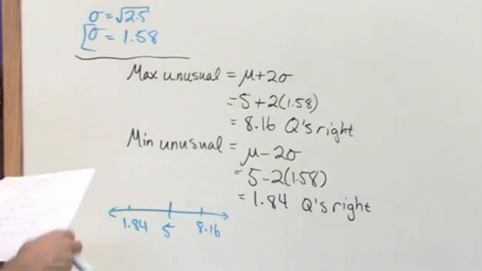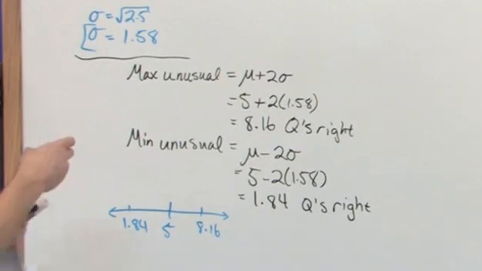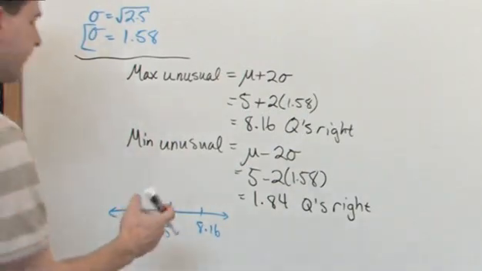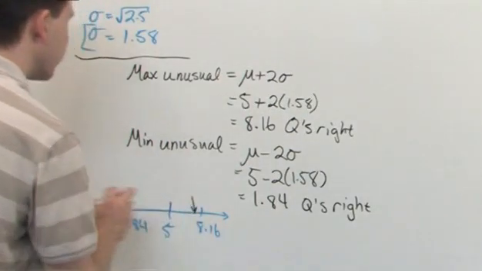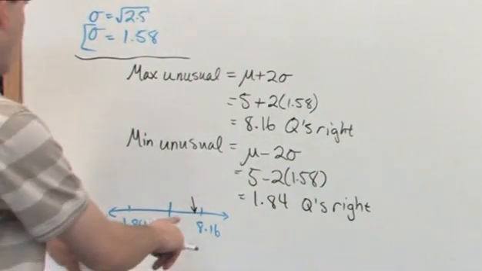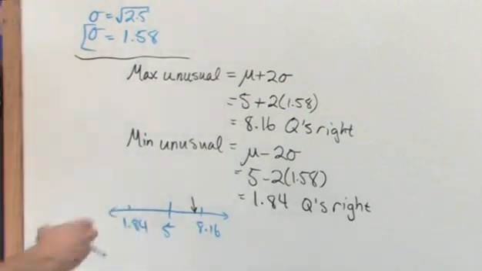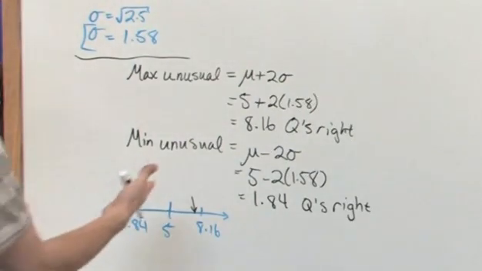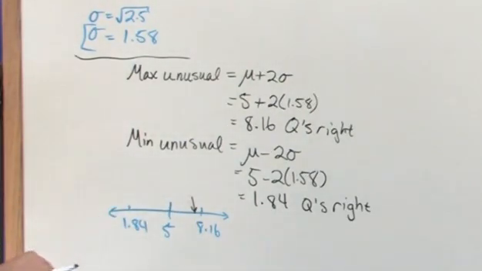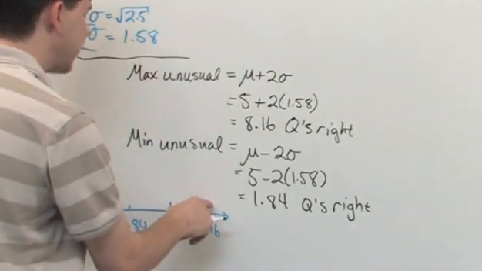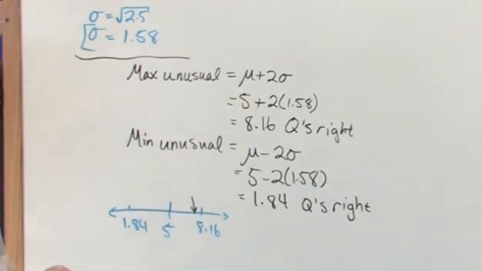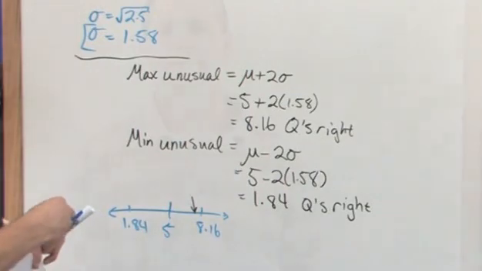So the question actually said, if someone scored 7 correct answers, would that be unusual? Well, if somebody scores 7 correct answers, that's going to be somewhere right around there, and that's going to fall well within 2 standard deviations of the mean, and so that's how you define if something's unusual or not. So no, it's not unusual for someone to get 7 questions correct. It would be unusual if someone got 9 or 10 questions correct because of exactly what we're talking about here.